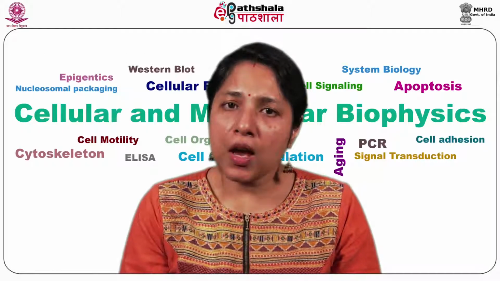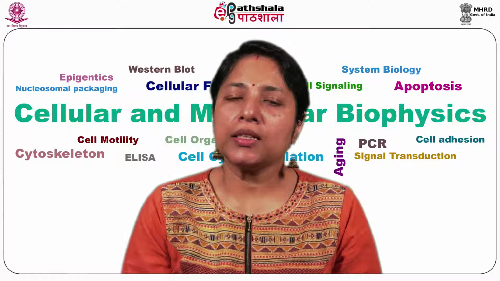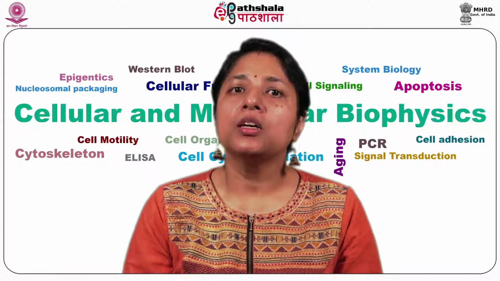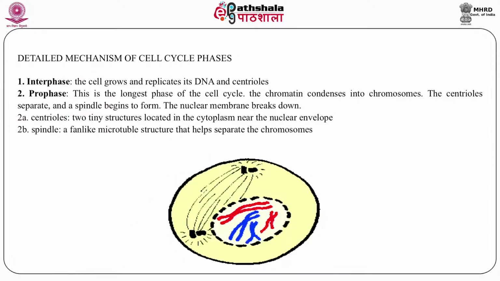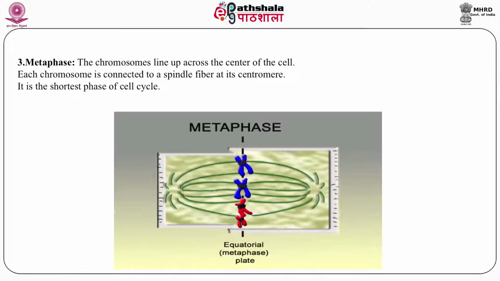And now, what are centrioles? Two tiny structures located in the cytoplasm near the nuclear envelope. The spindle is a fan-like microtubule structure that helps separate the chromosomes. Now, coming up next is the metaphase. The chromosomes line up across the center of the cell. Each chromosome is connected to a spindle fiber at its centromere. It is the shortest phase of the cell cycle.